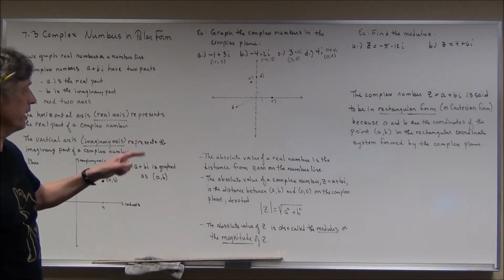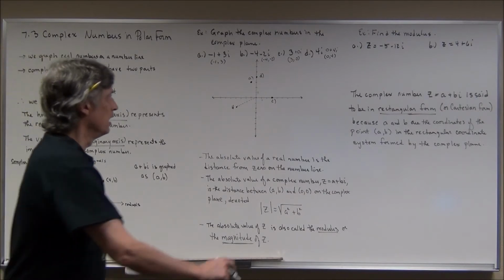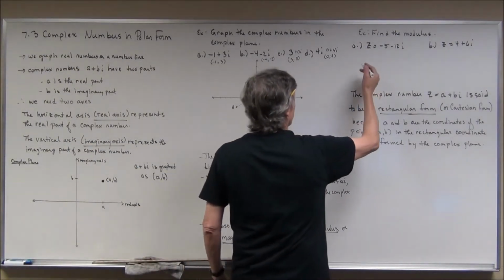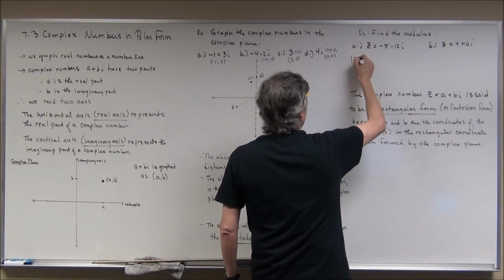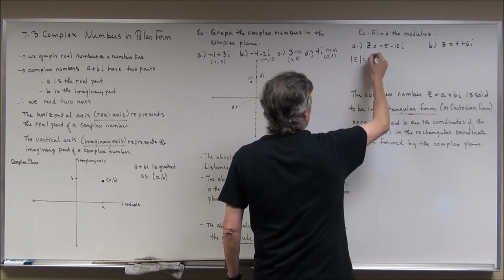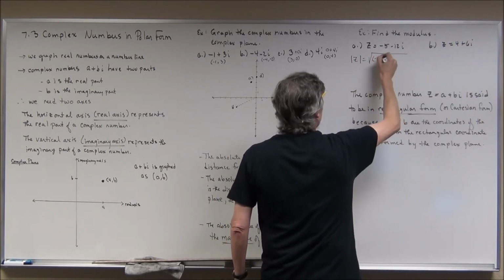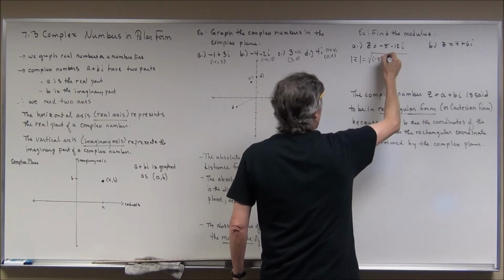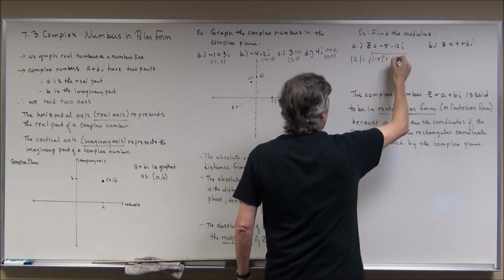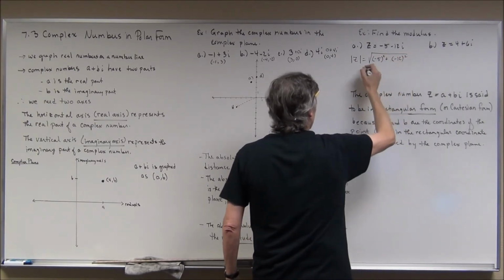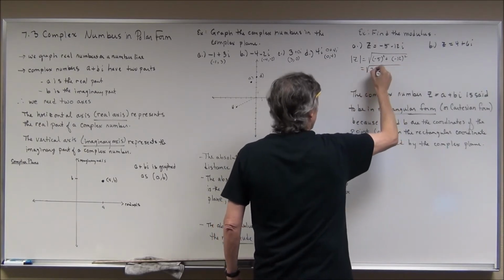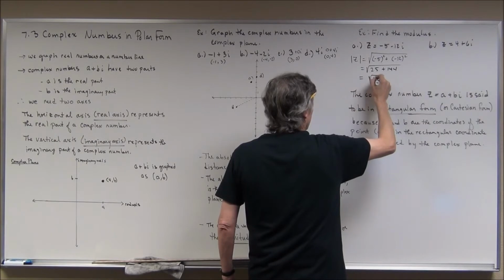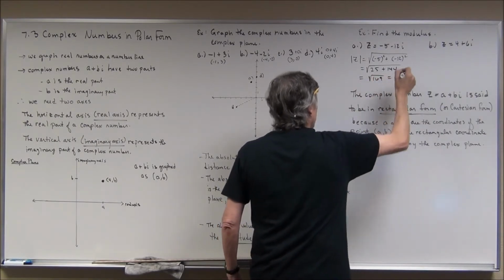Alright, so we're going to find the absolute value, the modulus, for these two examples right here. For the first one, the absolute value of z would be equal to the square root of negative 5, that's the real part, quantity squared, plus negative 12, that's the imaginary part, quantity squared. So this is the square root of 25 plus 144, which is the square root of 169. Oh, this one comes out to 13.